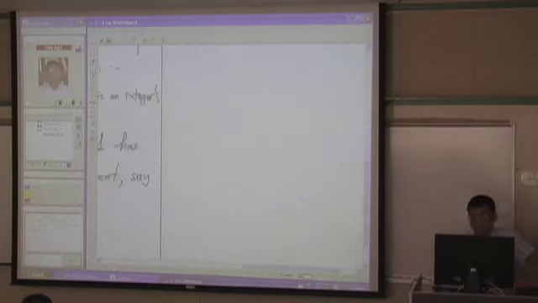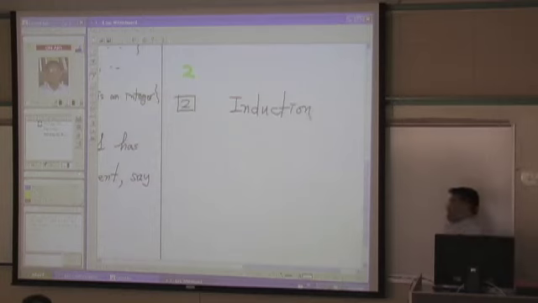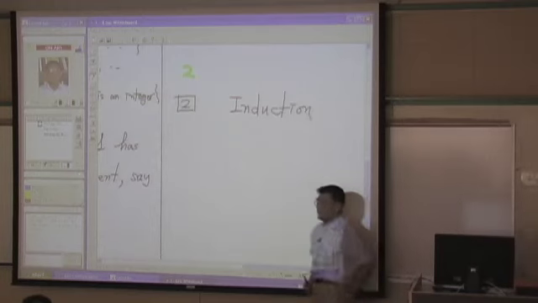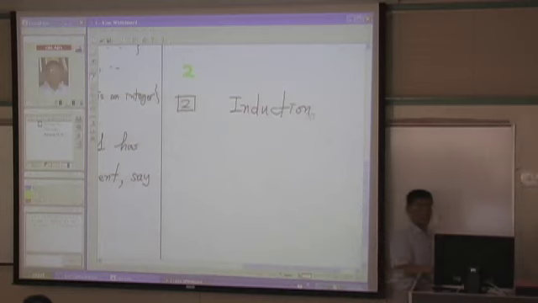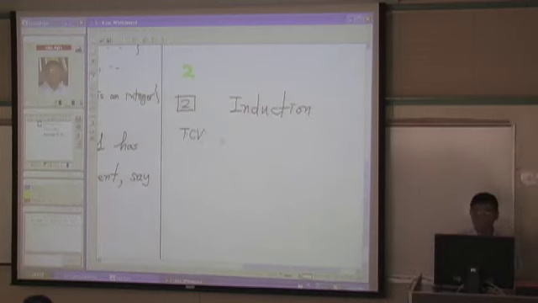Then the next thing is induction. And induction is, in some sense, the easiest way to prove something. So there are many versions of induction. So we will use this coarse version. So this coarse version of induction, right? So this coarse version of induction is this one. We prove by two steps.